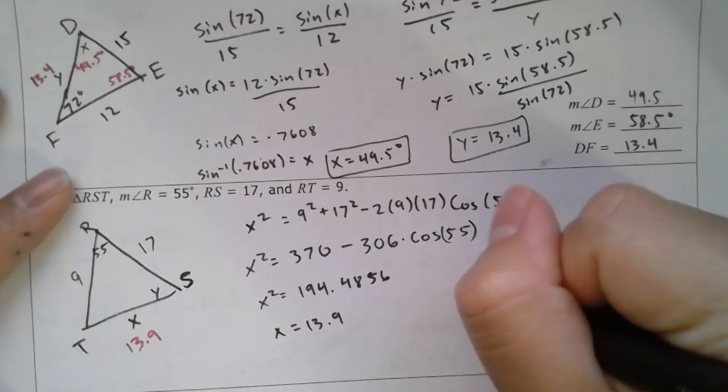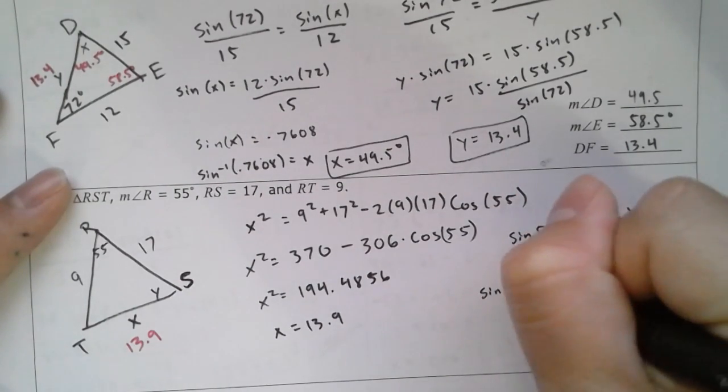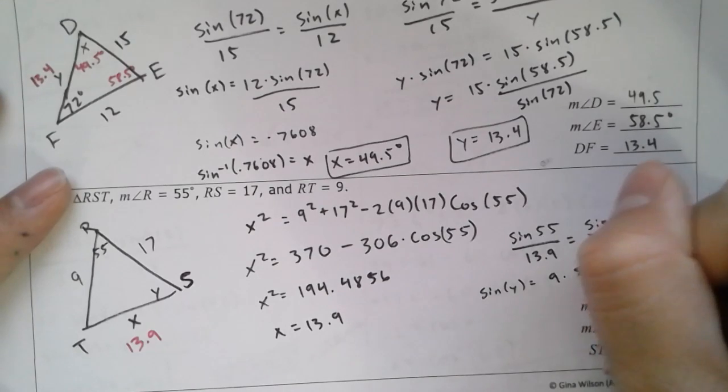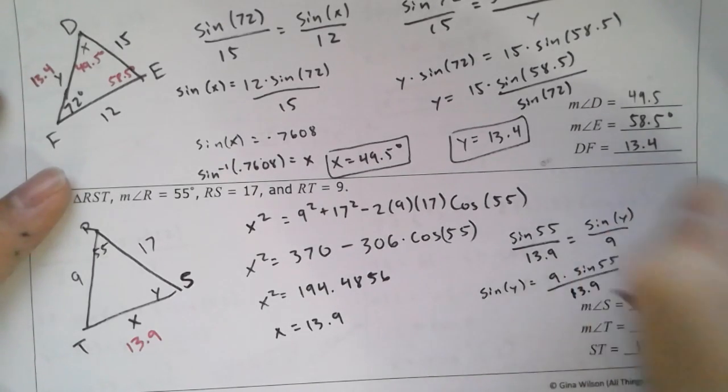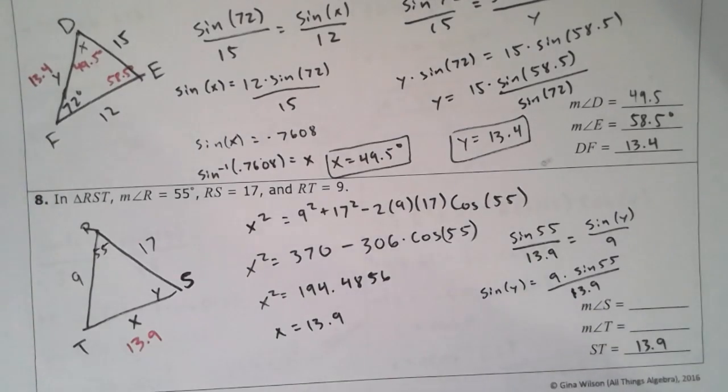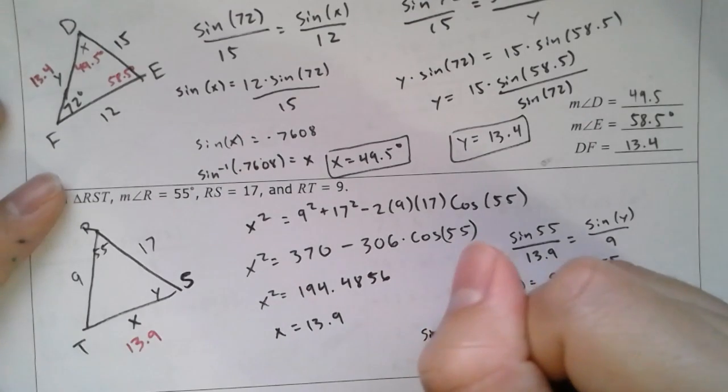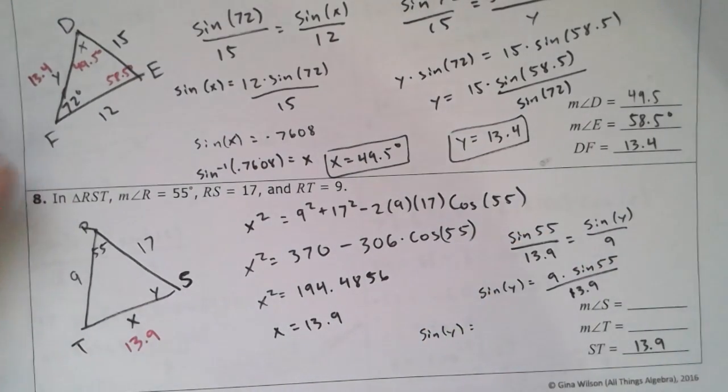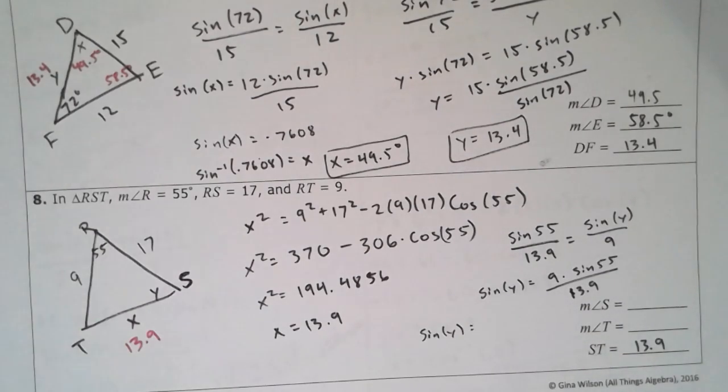So sine of y is equal to 9 times sine of 55 over 13.9. That's when I multiply both sides by 9. And then I guess sine of y is equal to, did I mess this up? No, I didn't. So sine of y is equal to, oh, I did mess this up. Okay, let's see.